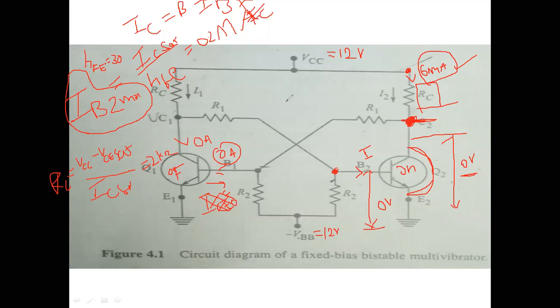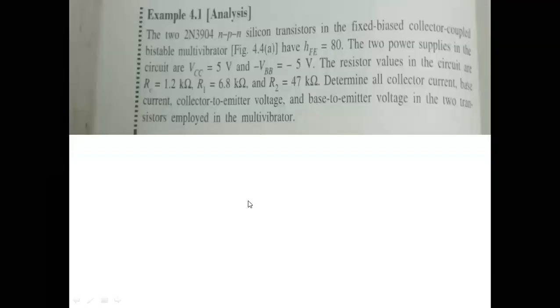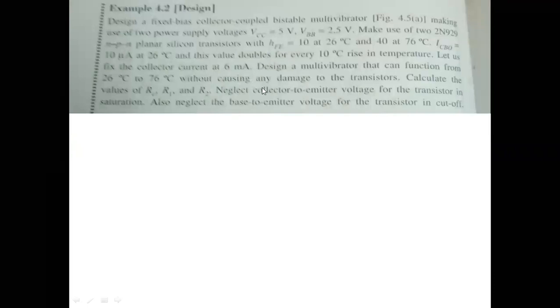Now we are going to find out R1 and R2. We have seen the two models. In this model we have not considered the reverse leakage current, that is ICBO. If you recall the second model sum, there they had given the ICBO. If you consider the ICBO, then directly we are going to find the values.